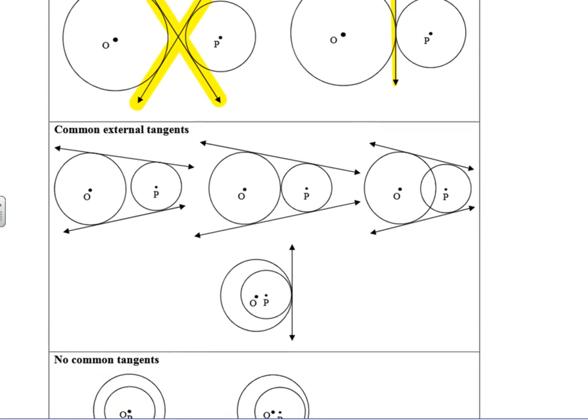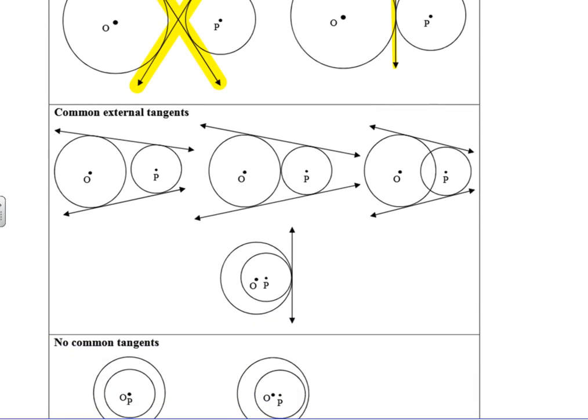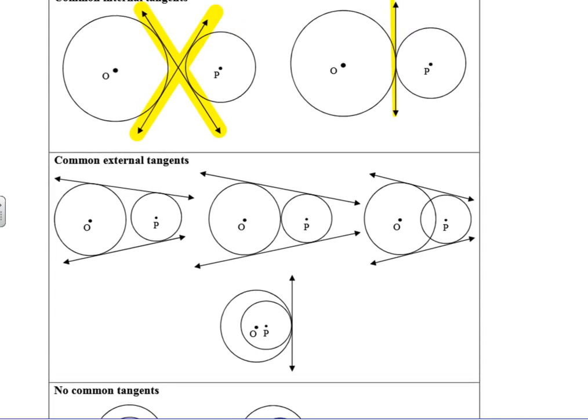Now, depending on how the circles are, we also have external. If we take this first diagram, we looked at the internal, now we've got the external. You'll see there's one line here. The same thing in this scenario. When they touch, that's not any different. When they overlap, it's not any different. All of those are the same.